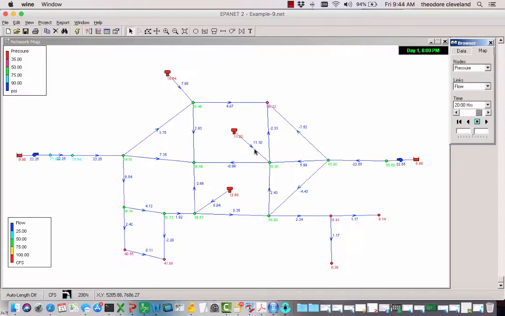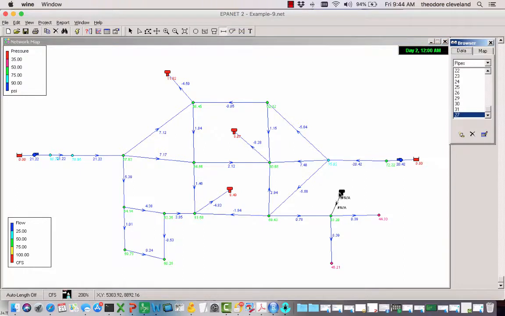At 20, 21, and 22. So our options here, we could put booster pumps down here, or we could conceivably put another tank in. For grins, let's just throw in another tank. Right there. We'll connect it.